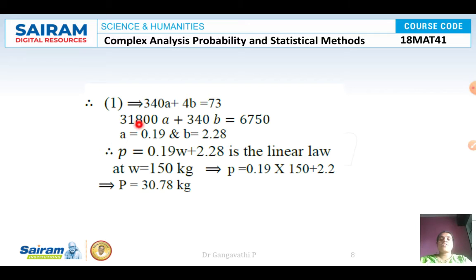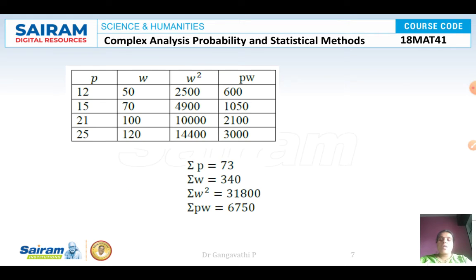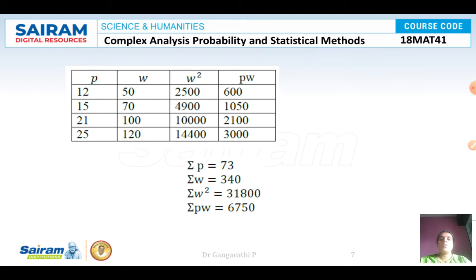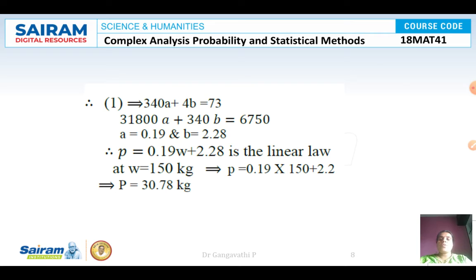And the next equation is summation x square, I guess. So it is summation w square into m plus c into summation w. So w square is this value and the w value, and it is summation p into w. So when we solve these two equations simultaneously, we get a is equal to 0.19 and b is equal to 2.28. These values of a and b must be substituted in the given equation.